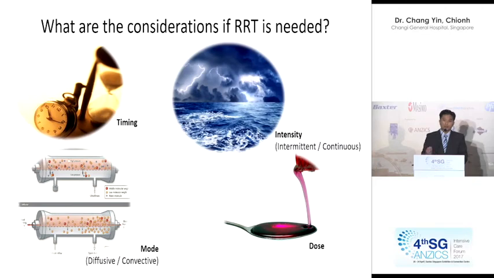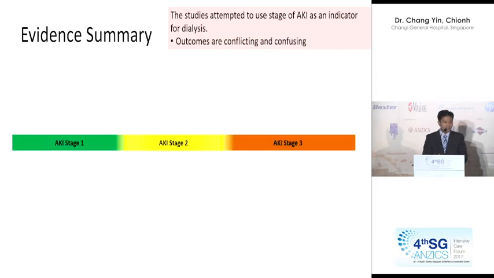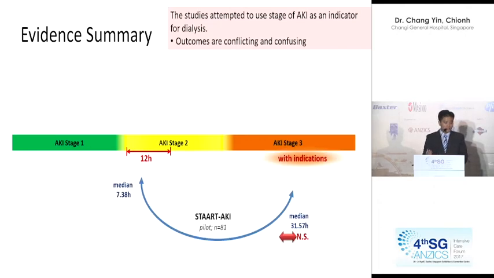So if we can't use diuretics, if the patient is not diuretic responsive, the option would be to start the patient on some form of dialysis. Usually when we want to start dialysis, we think of the timing, intensity, mode, and dose. In the interest of time, I'm just going to cover timing and intensity. There have been a few recent randomized control trials about timing, these 3 trials. The first is the START-AKI, a pilot study comparing starting dialysis at the early stages of stage 2 AKI versus starting when there are indications.